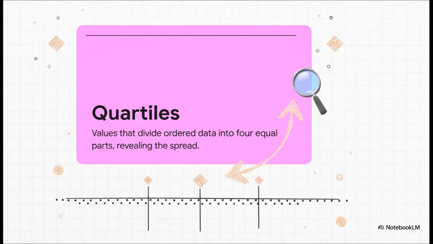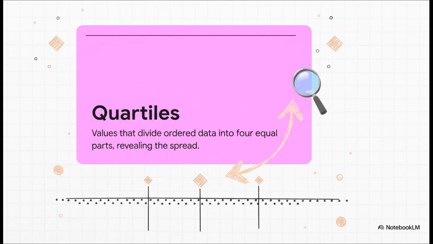Now, if we want to get a bit more precise about how our data is spread out, we can use something called quartiles. It sounds fancy, but it's easy. Just imagine you took all your data points and lined them up in order, from the smallest value to the largest. Quartiles are just the 3 points that chop that line into 4 equal-sized chunks.